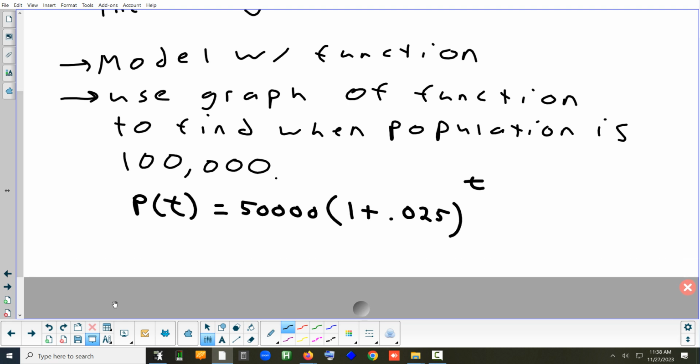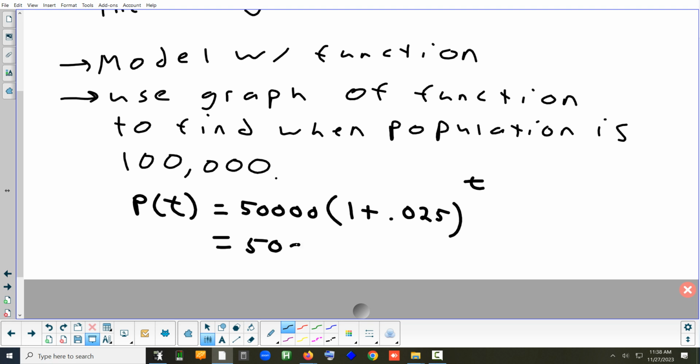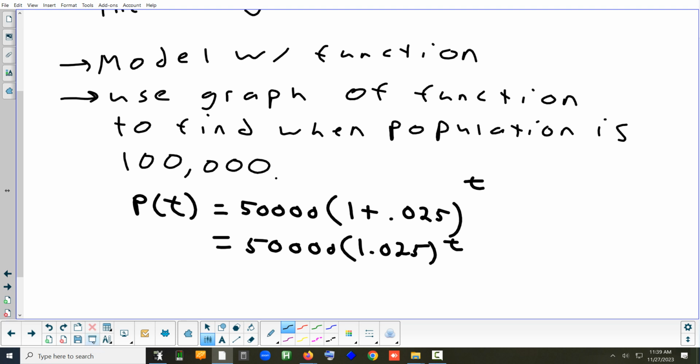Okay, we do want to simplify that. What's in the parentheses? 1.025. And just make it 1.025. Okay, so there's your function. Now we're going to graph it.